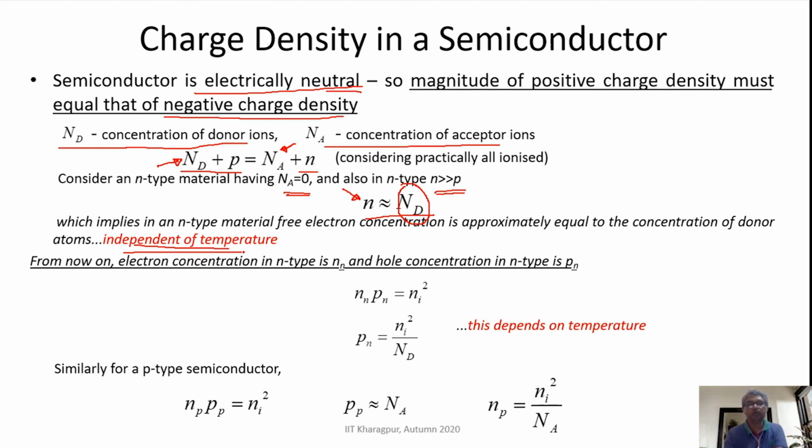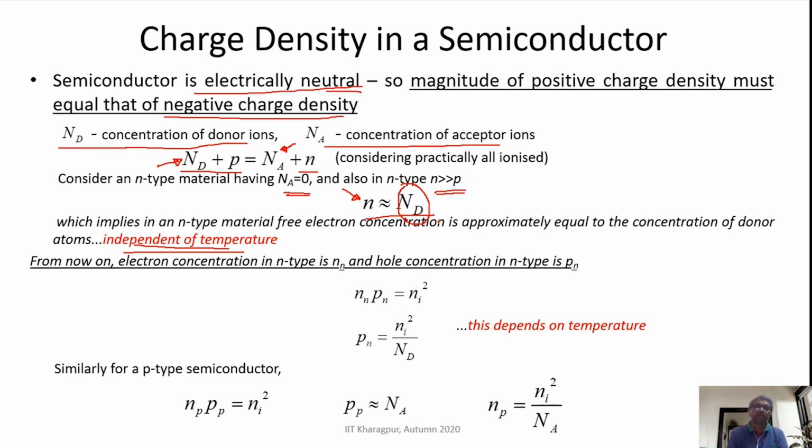So if you dope silicon or any semiconductor, the concentration of free carriers depends on the dopant concentration, not on temperature. This is a very important advantage of doping a semiconductor with a dopant. Another advantage of extrinsic semiconductor is that the number of carriers is now much higher compared to intrinsic semiconductor, which in case of silicon is of the order of 10 to the power 10 per centimeter cube. So we can use a much larger amount of dopants and increase the carrier concentration.